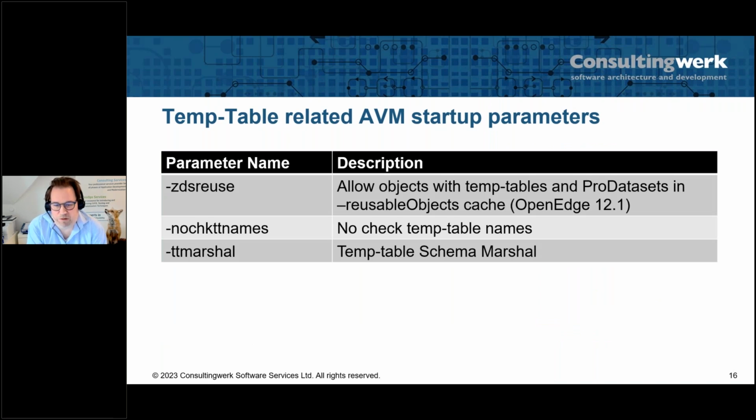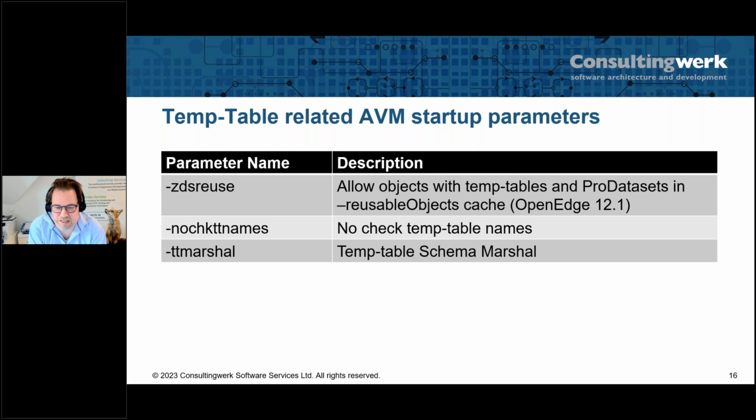There are a couple of other parameters that have something to do with temp tables. -zds reuse. Probably the minority of you is still on OpenEdge 12.1. That was a startup parameter that in 12.1 enabled objects that use temp tables and ProDatasets in the reusable objects cache. From 12.2 on, that is the default value, and only if you would have had issues with that, you would use -zds reuse to turn that feature off.